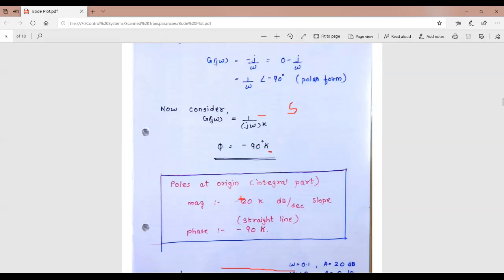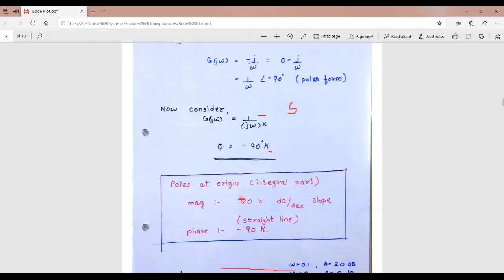Forget about this K here. What this K is, is nothing but N. Suppose you have two poles at origin. Instead of one pole, if you have two poles at origin, each pole is going to contribute minus 20 log of omega. So this is how you are going to get N times minus 20 log of omega. And that is why instead of K, you can use N because K might become confusing.